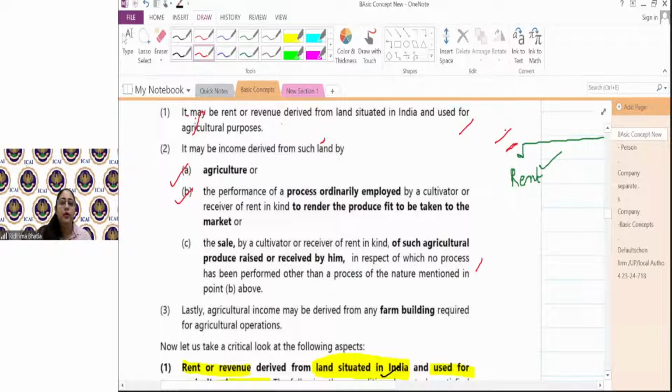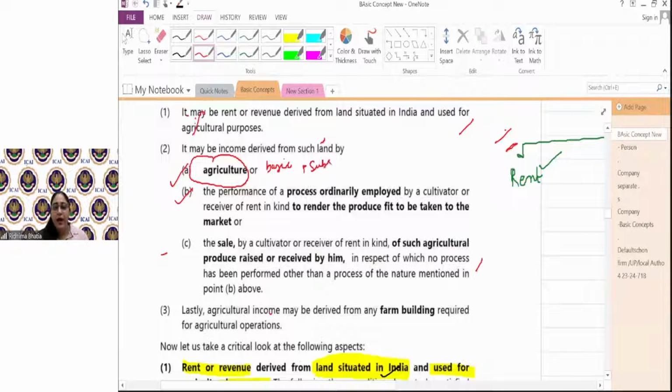Someone has said, ma'am, please explain the second point. The second point is simply that you may have an income which is derived from land by agriculture, meaning by doing the agriculture process. That is some basic and subsequent operations. Basic like tilling of land by human effort. Subsequent means where the crops are growing and you are putting fertilizers and doing the tasks of harvesting. That is called your basic and subsequent operations.